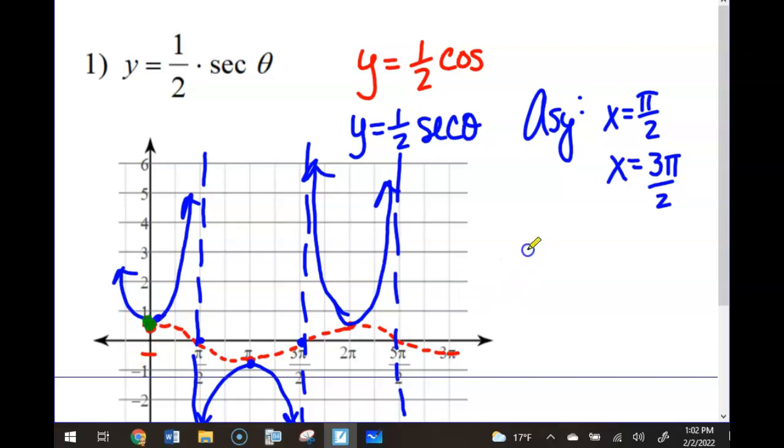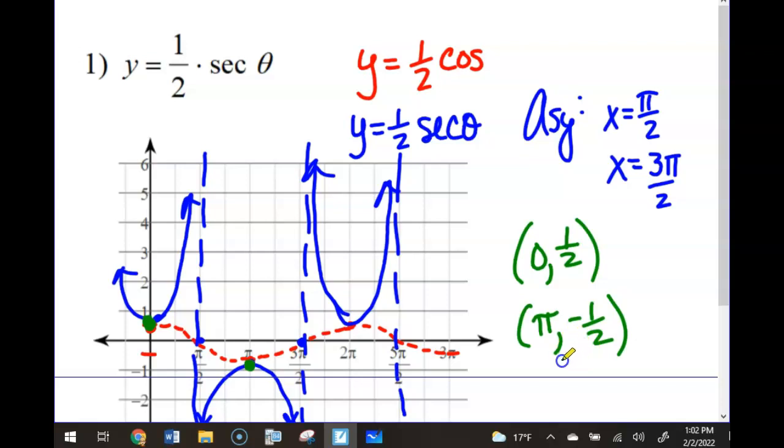0 1/2, and this one down here was pi, negative 1/2. Is everybody okay with that? Over pi, down 1/2. Mine looks like it's at -1, but it's not supposed to be. Okay, good enough. Anybody need more time?